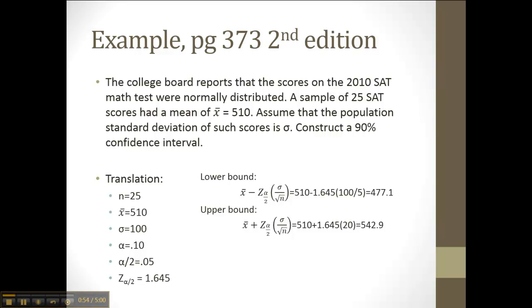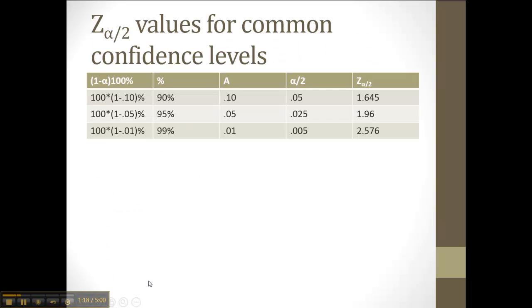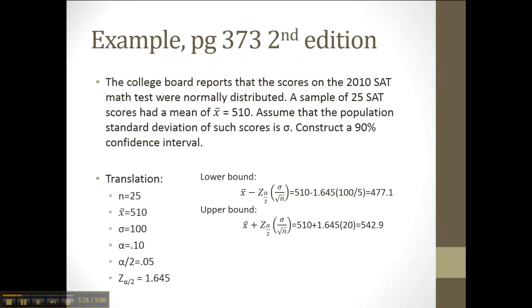So what we want to do is construct a 90% confidence interval, and that translates as follows. Our sample size is 25. Okay, 510 is our sample mean. Our standard deviation is 100. Our alpha is 0.10 because we're looking for a 90% confidence interval. So our alpha over 2 is 0.05, and our z alpha over 2 is, according to the chart, 1.645.